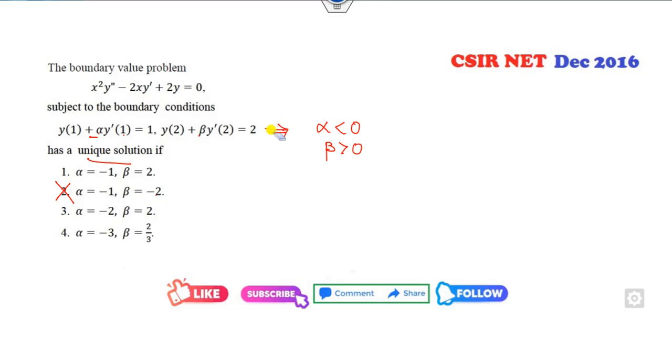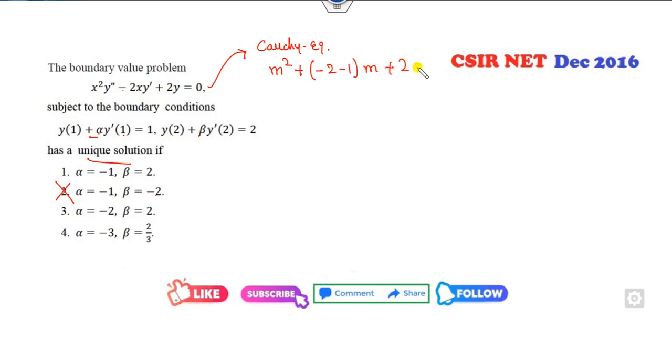Now it has a unique solution. First of all, can you solve this? Clearly, this is my Cauchy-Euler equation. So what is the solution of this? It will be m square minus 3m plus 2, so m will be 2 and 1. So the solutions are: one solution will be x square, the second solution will be x raised to power 1.